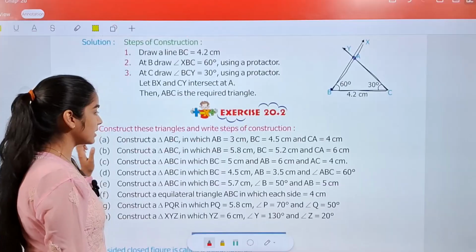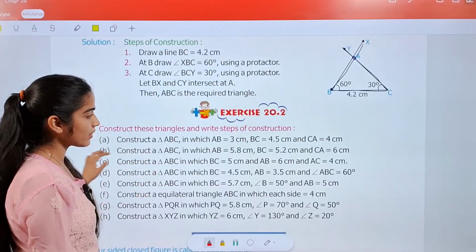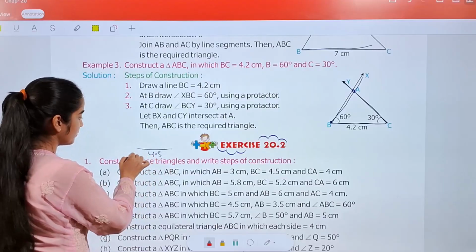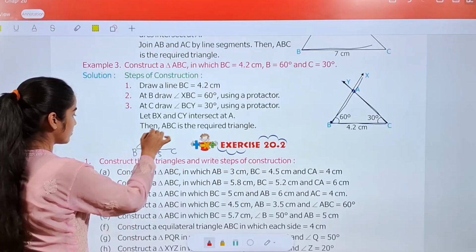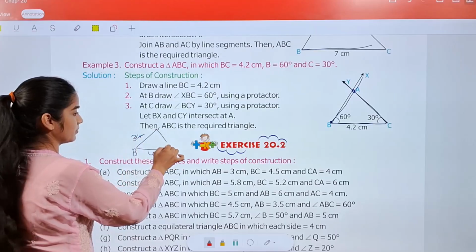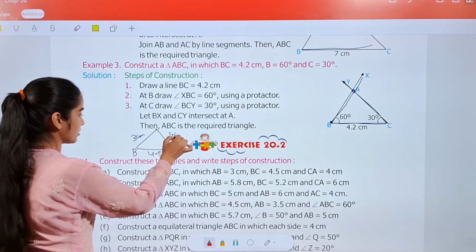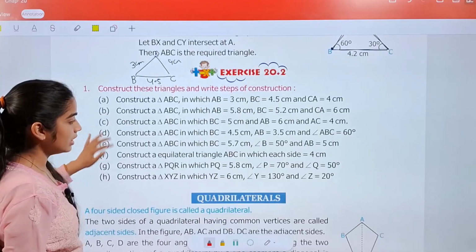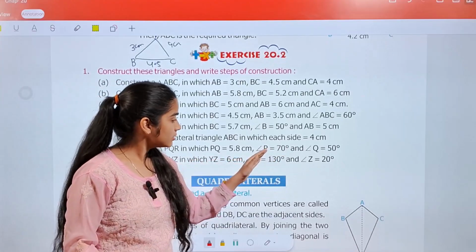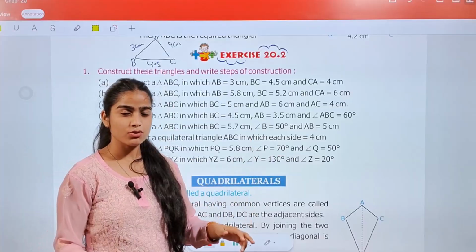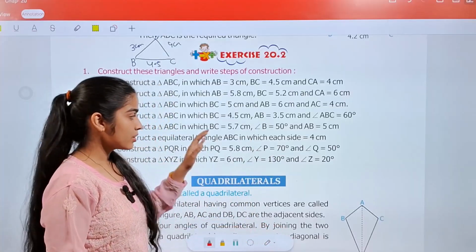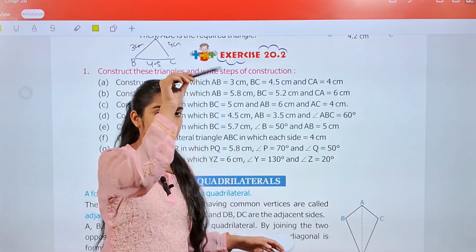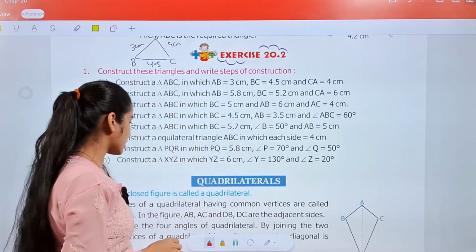Okay, construct a triangle in which AB is 3 centimeter, BC is 4.5 centimeter and CA is 4 centimeter. So you can make it. In the same way, you have to draw all the angles, and for the angle where you have been given the angle, you have to use your protractor. Also just see where is angle 75, where is 55, create a line where the two are intersecting each other, label the point, your triangle vertex.